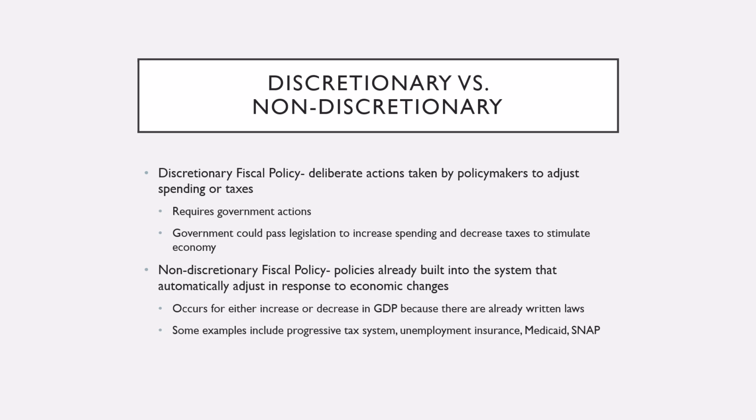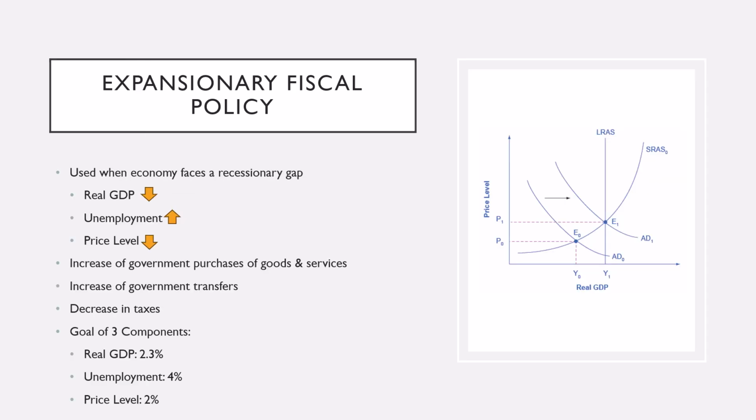The slide before talked about discretionary fiscal policy. One example of that is expansionary fiscal policy, where we shift the aggregate demand curve to the right in order to readjust real GDP, unemployment, and price level. This is an example of discretionary fiscal policy as it is deliberate actions taken by the government to adjust spending and taxes. Now, when an expansionary fiscal policy occurs, there is a recessionary gap within the economy, which means real GDP is down, unemployment is up, and price level is down.